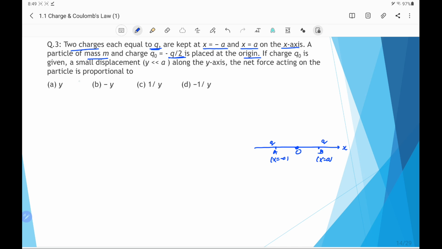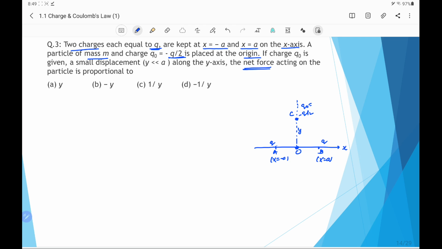If charge q0 is given a small displacement y, very less than a, that means this is the y-axis, and on this axis it is given a small displacement, say y, and at this position, that is C, the charge is here, minus q by 2. It is q0 equal to minus q by 2. The net force acting on the particle is proportional to... So we have to find the net force on the particle.